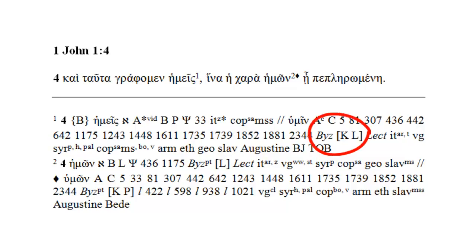After that you see the word biz, which represents the Byzantine text. They're not going to list all of the Byzantine manuscripts. They're just going to tell you that the Byzantine tradition as a whole supports it. In particular, we'll have K and L as representing the Byzantine type.